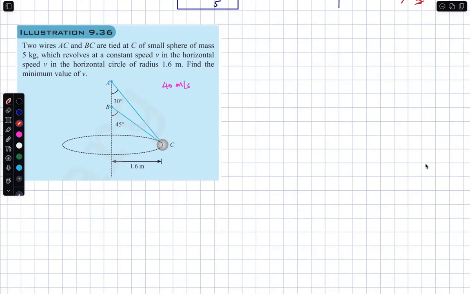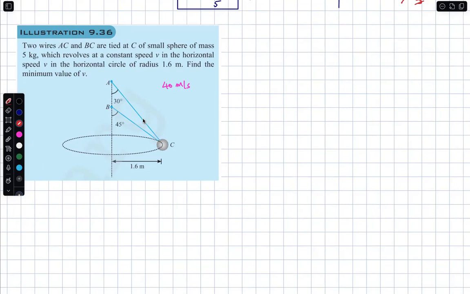Sir, I didn't understand what exactly they mean. No, the first question. There are two strings. My question is, do they bear the same tension or different tension? Anyone in the class? They bear different tensions actually.